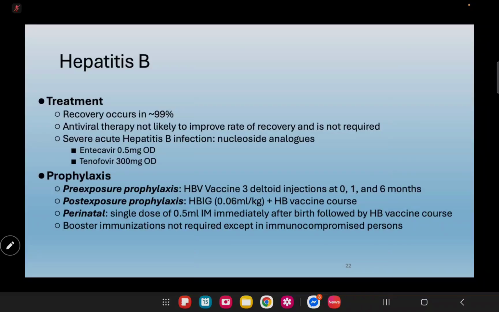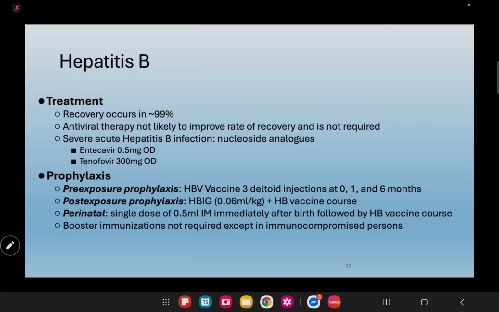Post-exposure prophylaxis. So if there is pre-exposure, there is post-exposure prophylaxis, and that involves giving Hep B immunoglobulin at 0.06 ml per kilogram, given together with the Hep B vaccine series. Meaning to say, if you're exposed, if you have a needle prick injury, then you are given the post-exposure prophylaxis.